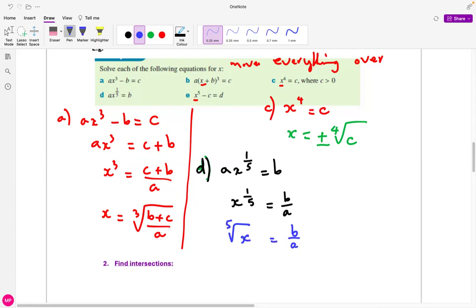To undo the 5th root, you do the opposite, you raise to the power 5. So you raise both sides to the power 5, like that. The 5th root and power 5 will go away. So you're left with x equals b to the power 5 over a to the power 5. Okay.